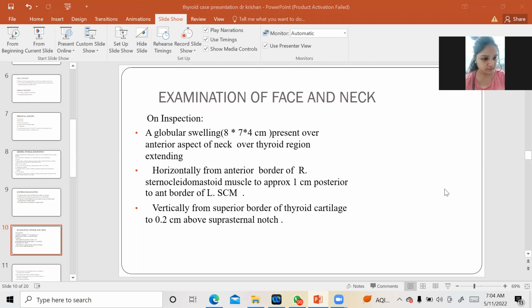One thing I would like to tell the viewers: what is the thyroid region? The examiner asked, what is the thyroid region? Thyroid region is the region between the suprasternal notch, the hyoid, and laterally both sides' SCM, sternocleidomastoid. This is called the thyroid region. So, you should know what the thyroid region is.